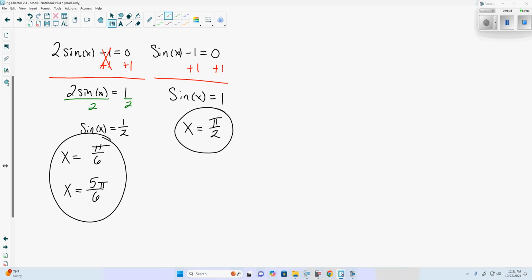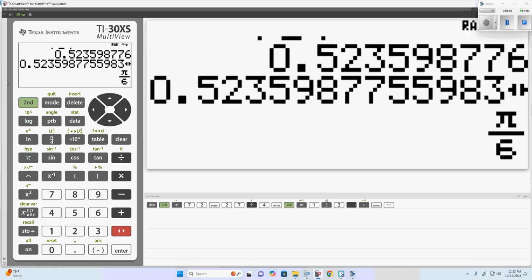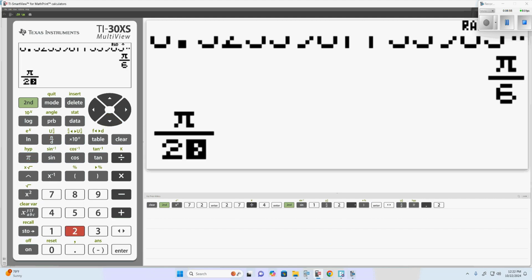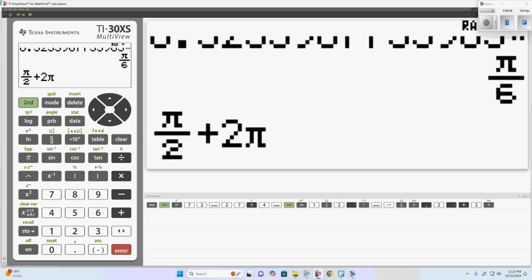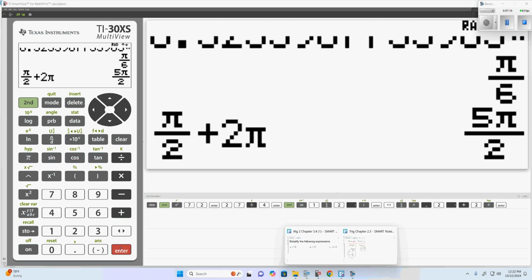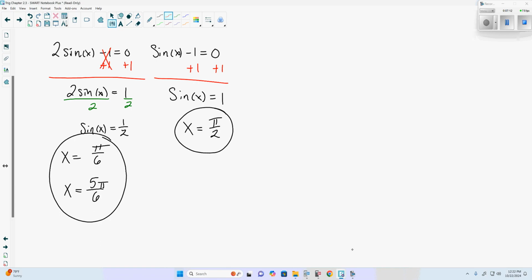We don't want every angle that will make sine be 1/2 and every angle that will make sine be 1, because we can get the coterminal angles. We can add 2 pi to it. Because pi over 2 plus 2 pi, 5 pi over 2 would also make it be 1, or any of the other coterminal angles. But since it just wants it between 0 and 2 pi, we don't have to add the 2 pi in. These three here are our three solutions.